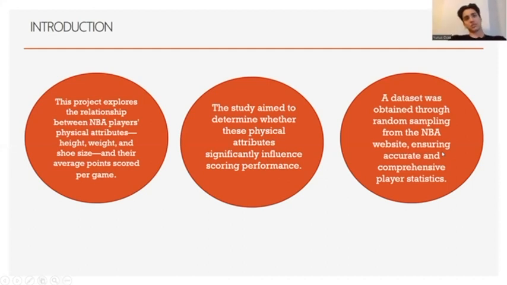So let's make a quick introduction to our research. In this research, we basically look for the correlation between NBA players' physical attributes, for example, height, weight, and shoe size we use in the research. And with those physical attributes, we look for the correlation with the average points scored per game. In this study, we aim to determine whether there is any significant influence of these physical attributes or not. And during that research, we took all information from the NBA website, which is a trustable and accurate dataset.